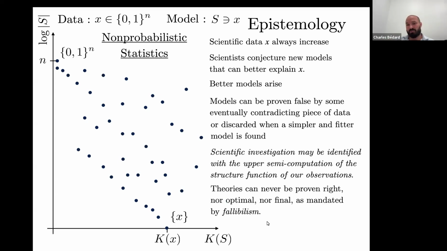Now, however, theories are never proven right, nor optimal, nor final, which is a property of upper semi-computations, or semi-computations in general. And that's very in line with fallibilism, right? Even if we find the unified theory of gravity and quantum, we won't have a certificate that tells us that that's true. So even if we stumble on truth, there's no final flag that raises. We'll just keep on looking for errors.